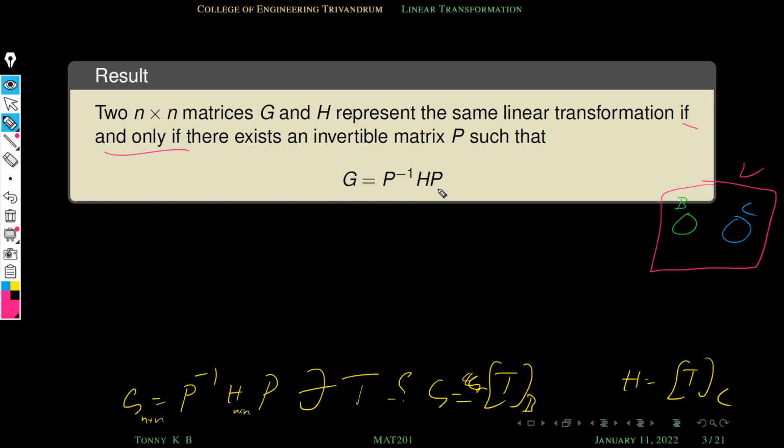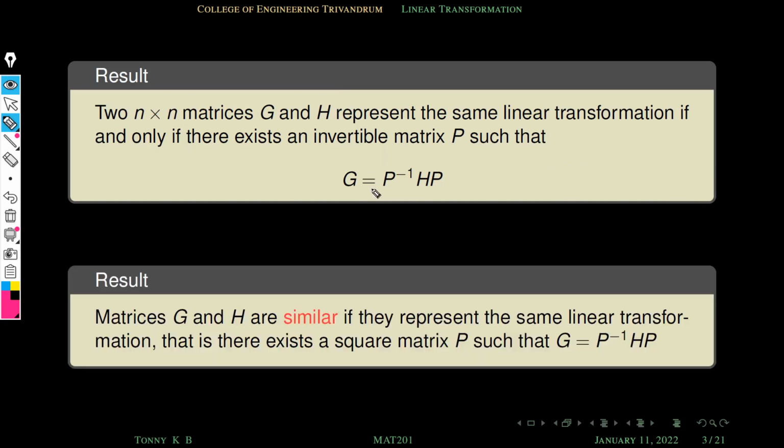If two matrices satisfy this condition, then there exists a unique linear transformation T such that G and H are the matrices of this T with respect to some bases B and C. And if matrices satisfy this condition, then we say that such matrices are called similar. Okay, similar matrices. So two matrices being similar means they represent the same linear transformation with respect to some basis. That's all.